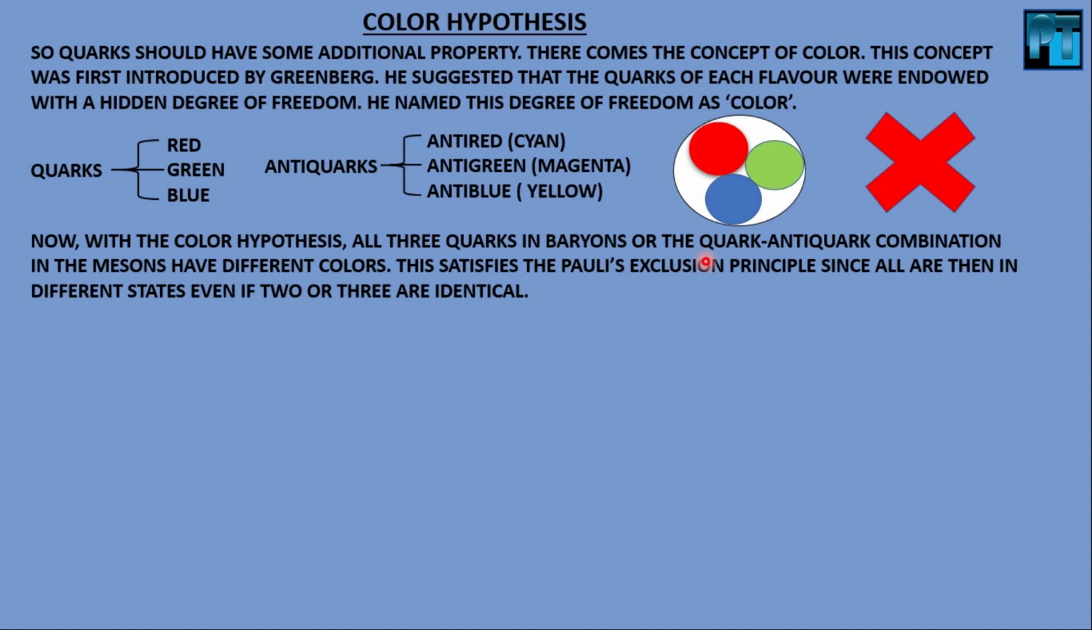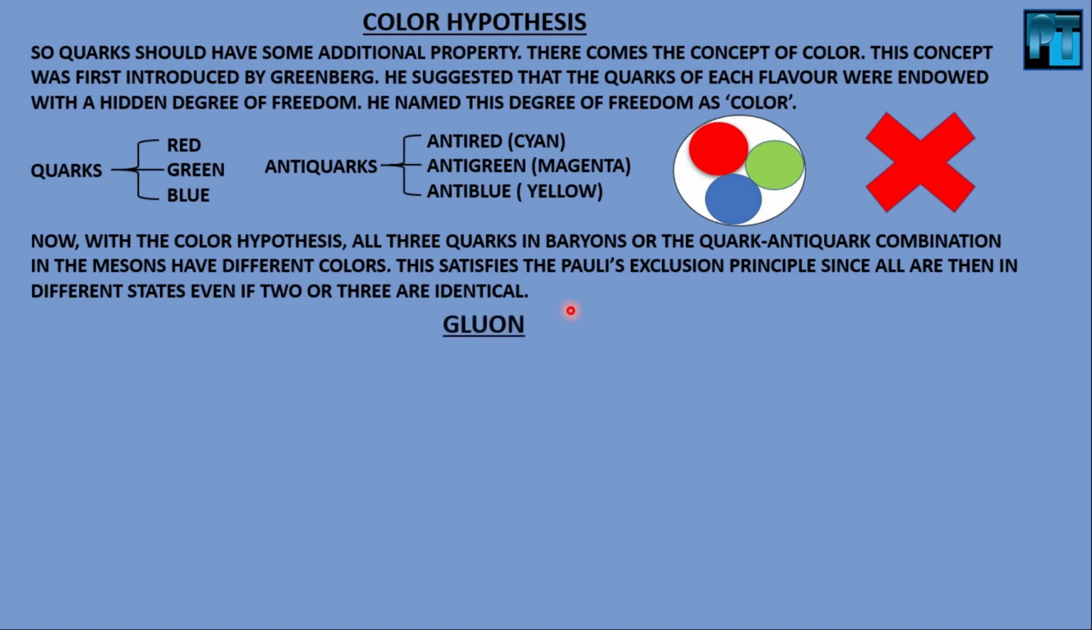Now, if a particle or baryon is made of 3 quarks, UUD, say 2 U of different color, now the Pauli's exclusion principle is valid. Okay, so with the addition of color hypothesis, the Pauli's exclusion principle is saved, nothing else.